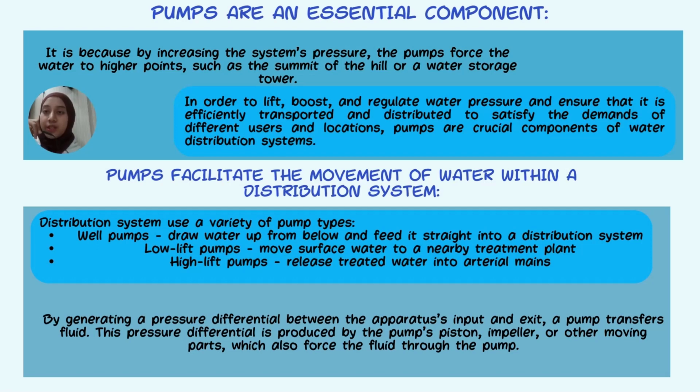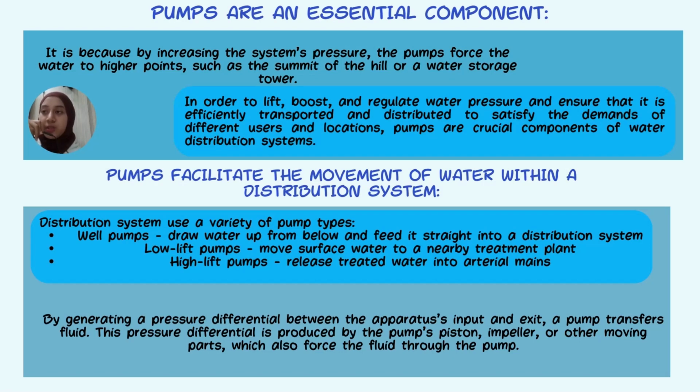How do pumps facilitate the movement of water within a distribution system? To facilitate the flow of water via a distribution system, pumps are essential. Distribution systems use a variety of pump types, such as well pumps, which draw water up from below and feed it straight into a distribution system, low lift pumps, which move surface water to a nearby treatment plant, and high lift pumps, which release treated water into a main.